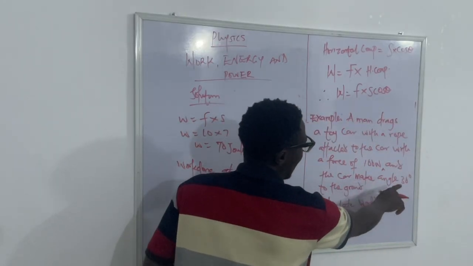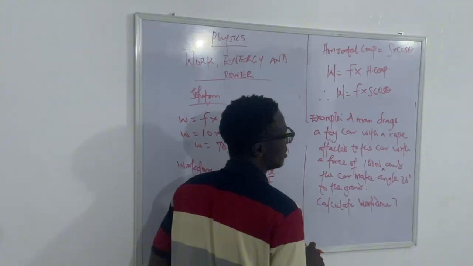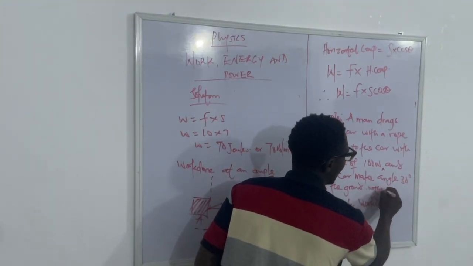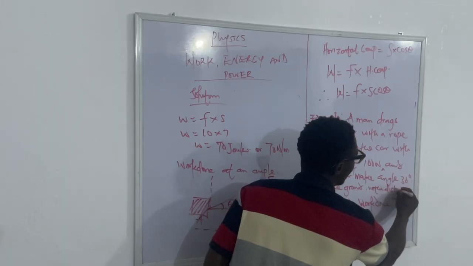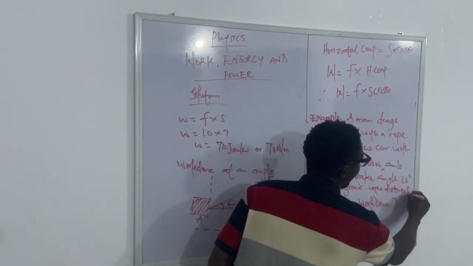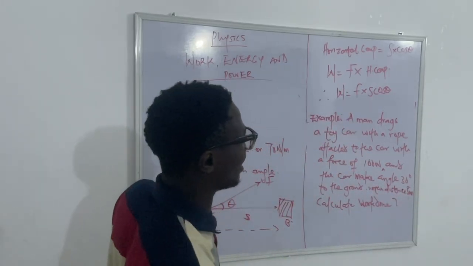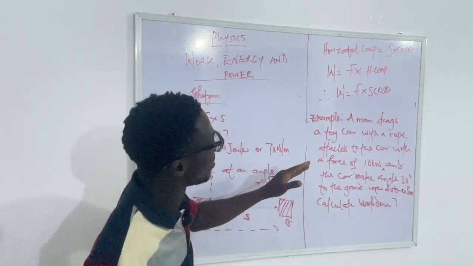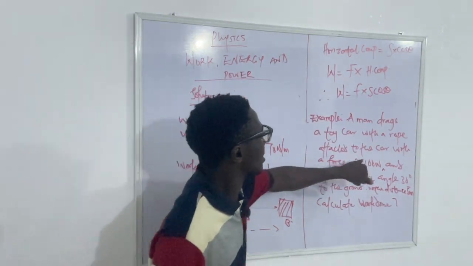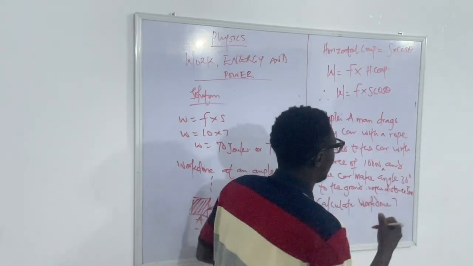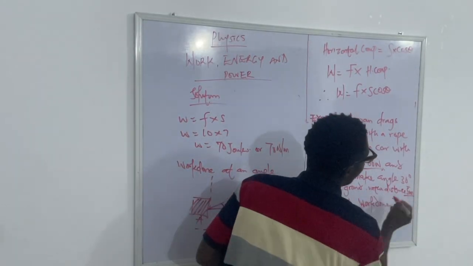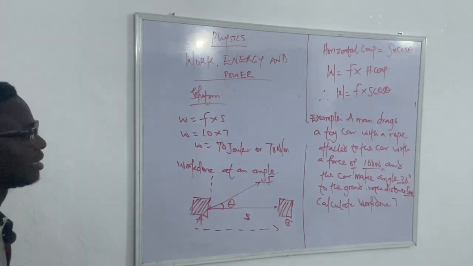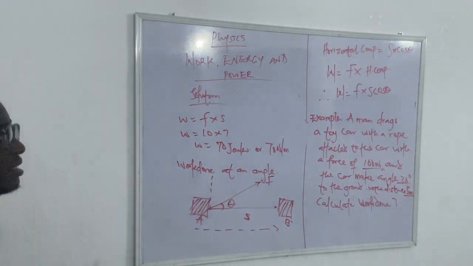And the car makes an angle of 30 degrees to the ground, with a distance of 5 meters. So, let's just attach it like that. So now, this is the question. This is the force. This is the distance. And this is the angle. Are we together?